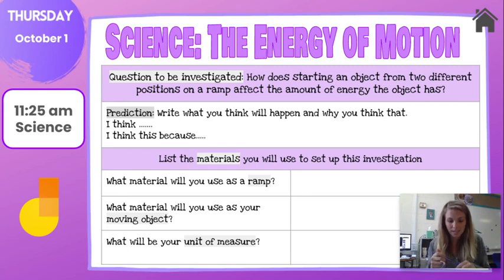With your class today, you are going to brainstorm some ideas of things that you could use as a ramp, you could use as a moving object, and items that you could use as your unit of measure. Once you have come up with some ideas, then it's time for you to go find your items. You will go around and you will decide what you are going to use as your ramp, your moving object, and your unit of measure. Have fun!